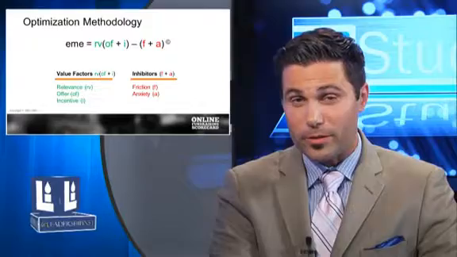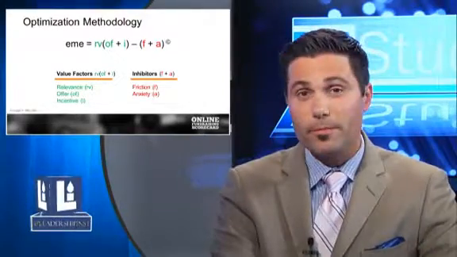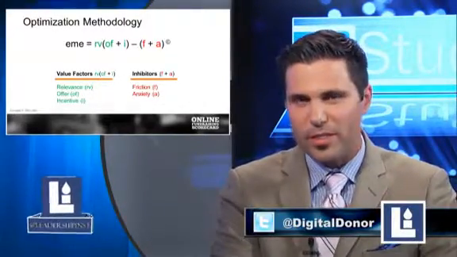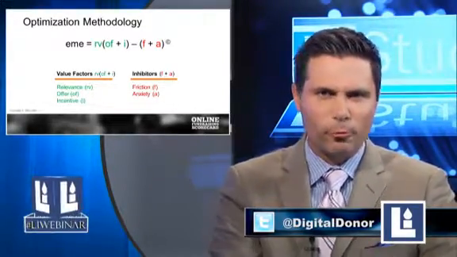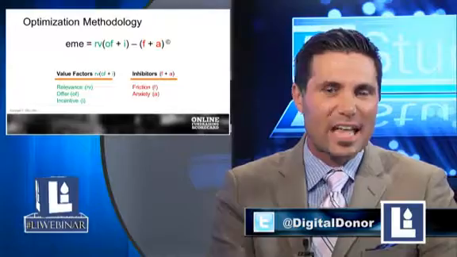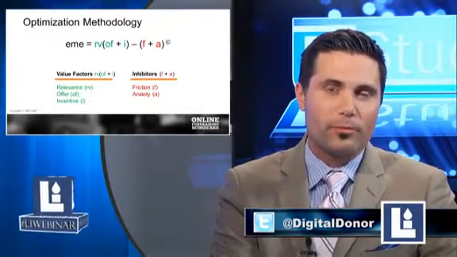There are value factors: relevance, offer, incentive. And then there are inhibitors to our marketing, things that slow people down and perhaps even stop them dead in their tracks, like friction and anxiety, these psychological barriers that stop people from converting.